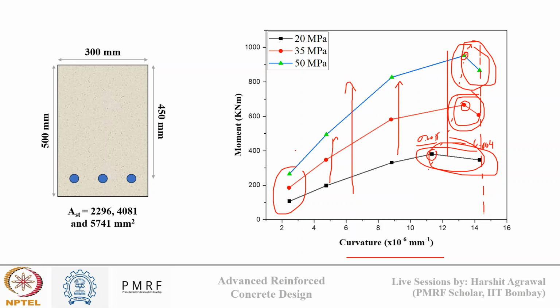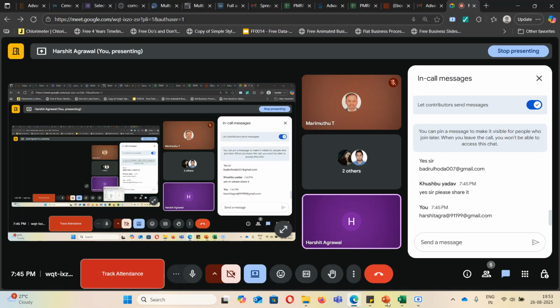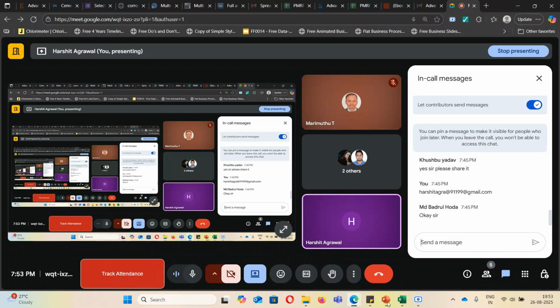However, when we talked about increasing reinforcement area, we saw the curvature was decreasing drastically and the moment capacity was increasing drastically. So this is how concrete grade and steel reinforcement area differ in their impact on the moment curvature behavior of a reinforced concrete system. Okay, everyone clear with this question? Like what final conclusion we are getting and how we did the analysis? Any doubt in this question?